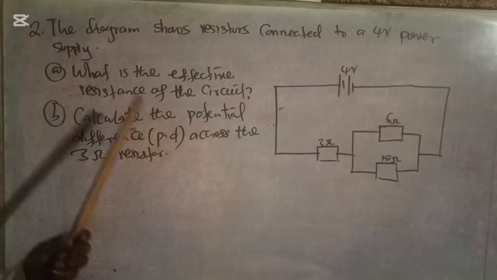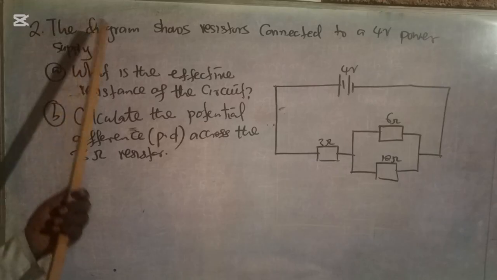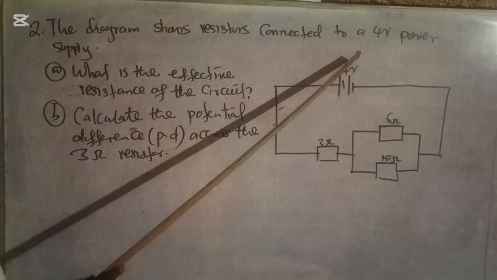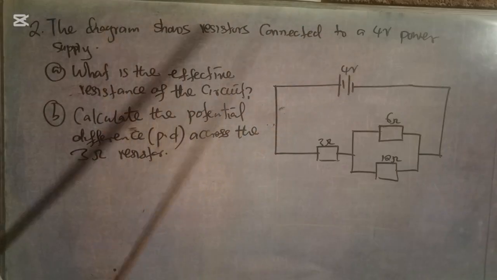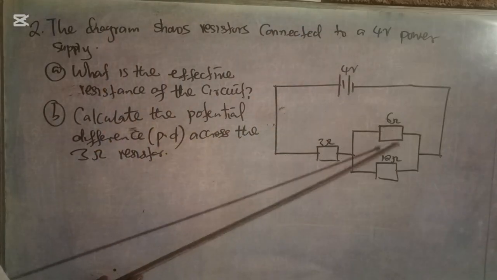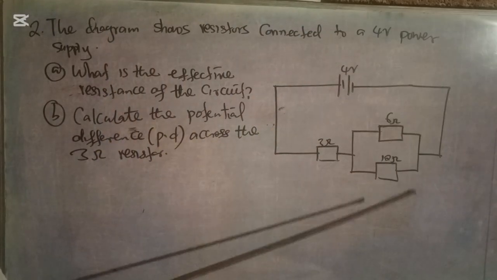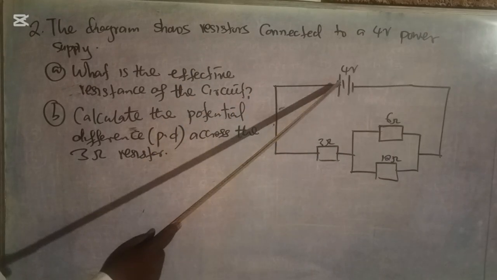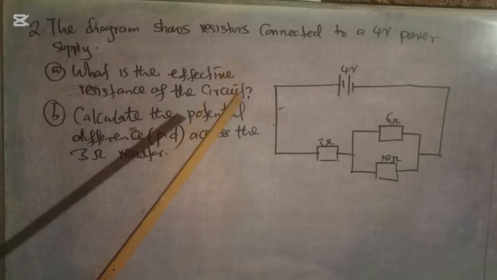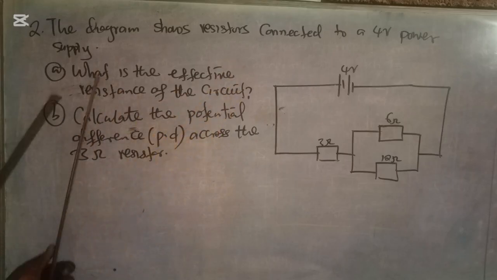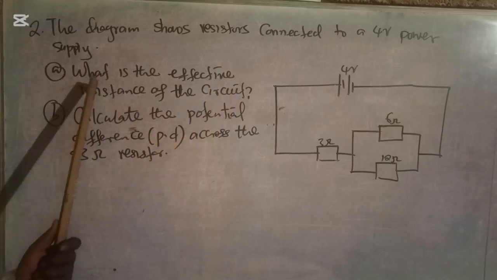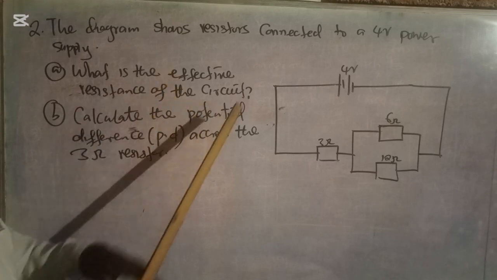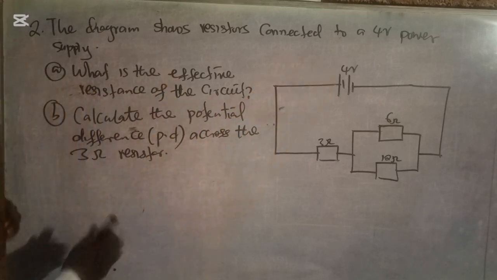So question 2 reads, the diagram below shows resistors connected to a 4 volts power supply. As you can see, we have 3 resistances: 6 ohms here, 12 ohms here, 3 ohms here, connected to a 4 volts main supply. Question A is saying, what is the effective resistance of the circuit? So they wanted to find the total resistance. So I write solution here.